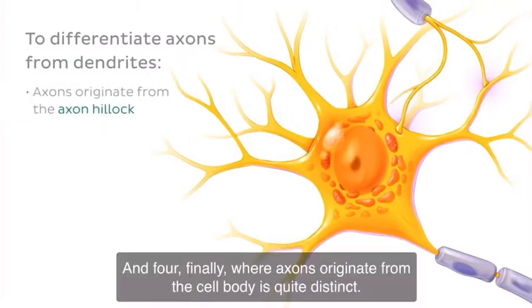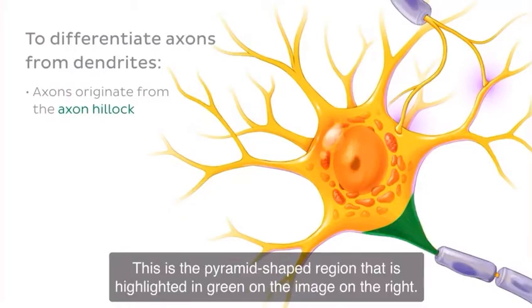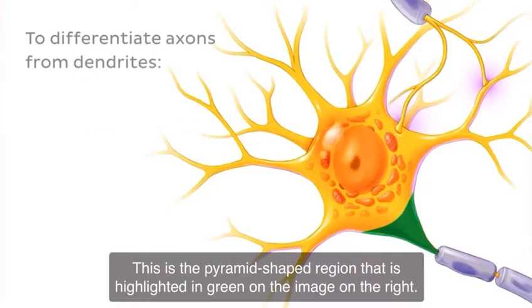And 4. Finally, where axons originate from the cell body is quite distinct. The axon originates from the cell body via the axon hillock. This is the pyramid-shaped region that is highlighted in green on the image on the right.